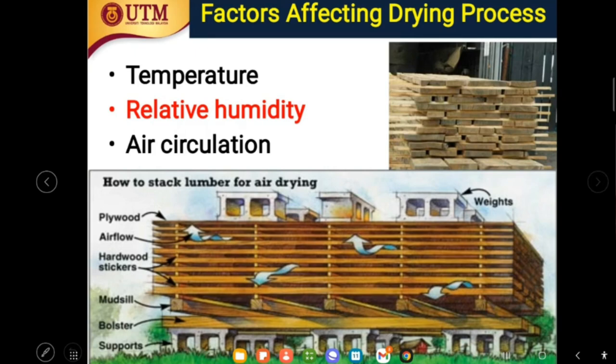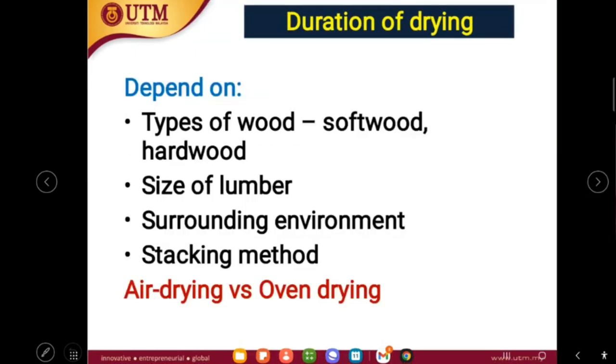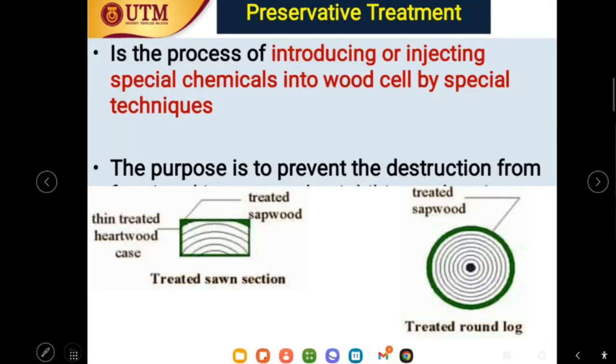So the duration of the drying process actually is dependent on the type of wood. Softwood will take a shorter time, and the hardwood will take a longer time. It is also dependent on the size of the lumber, the surrounding environment, and also the stacking method.